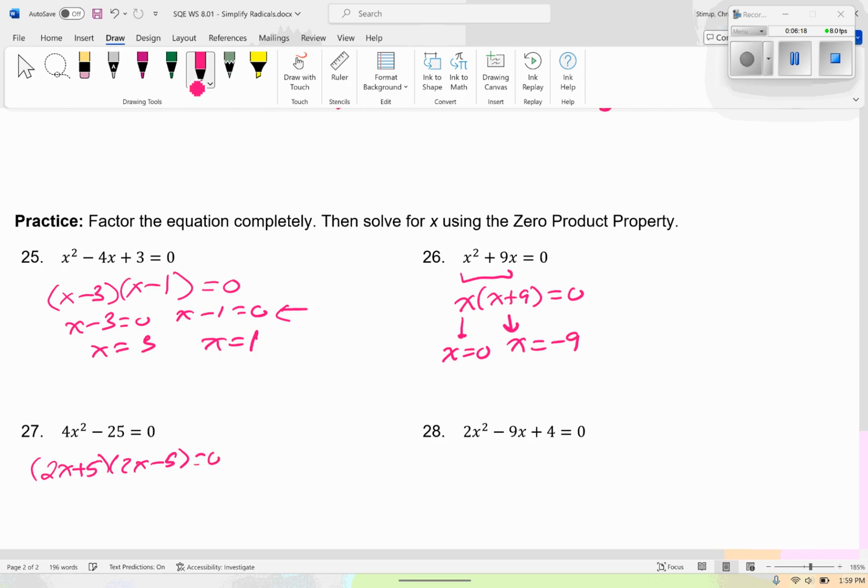Set each of those equal to 0. So this will be x equals -5 divided by 2. This one will be add 5 divided by 2. So you get a negative and a positive answer there. And then number 28 is one of the ones we'll have to do the longer way.